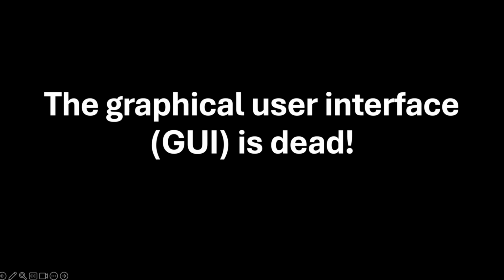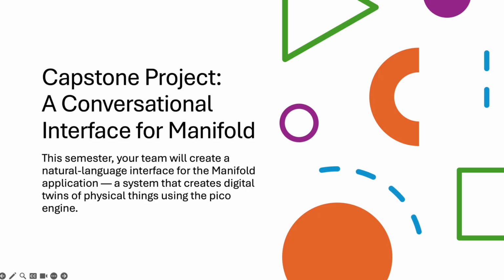The graphical user interface, or GUI, is dead, or at least it's no longer the center of how we interact with computers. For 40 years, software has been designed around windows, menus, and forms, but that's changing. Today, we can talk to our software, and our software can talk back. In this capstone project, you'll help build what comes next, a conversational interface.